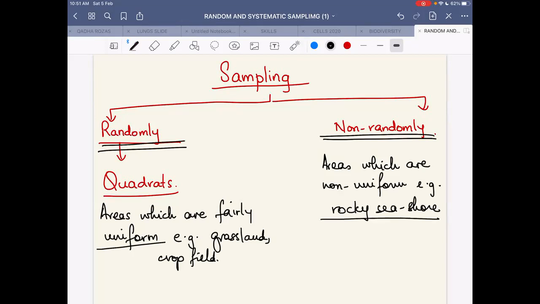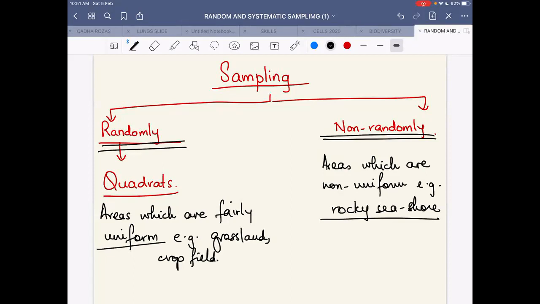Rafi, tell me, why is the rocky seashore a non-uniform area? It's because it has an area of rocks where animals will live. Then there's a beach with sand, and then the sea, the water: three different types of things. Exactly. Somewhere there are rocks, somewhere there is the soil of the sea, and then there's water.